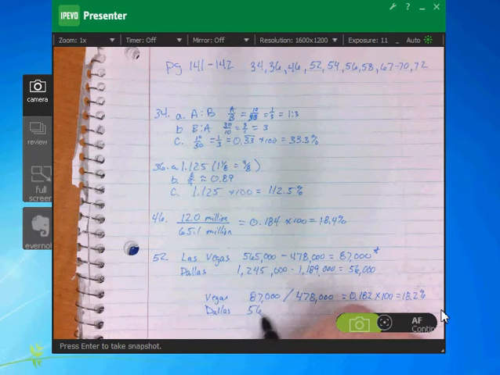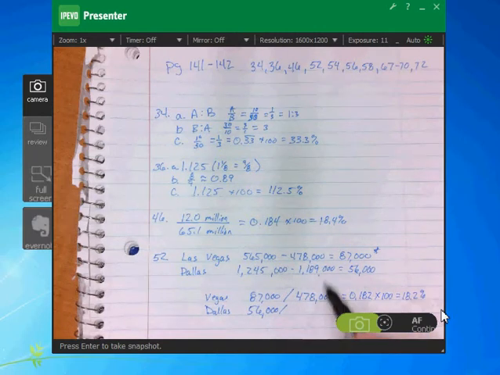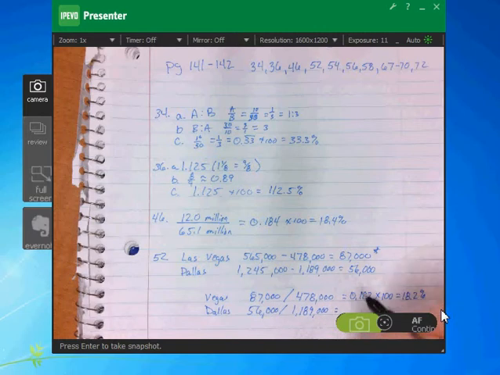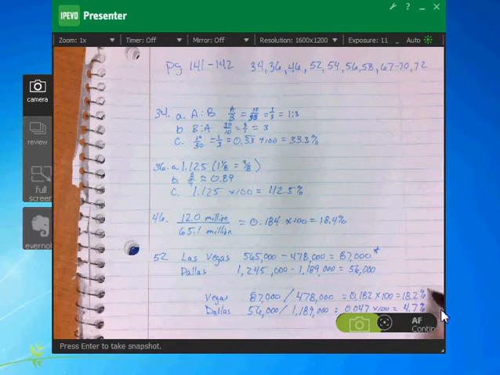Okay, we do the same thing for Dallas. We're going to take our 56,000. We're going to divide it by our reference value, and that's going to give us 0.047, times by 100 to get percent, and that gives us a 4.7% increase. Alright, so in terms of relative change, we're looking at Vegas again as having the bigger relative change. Same with the absolute change. Okay, so that was 52.